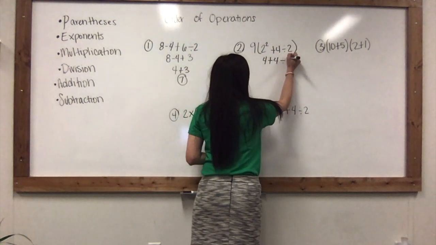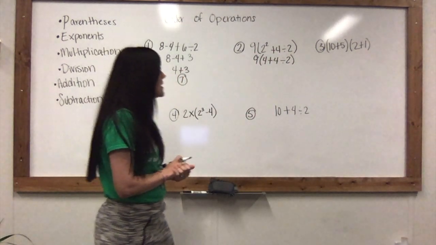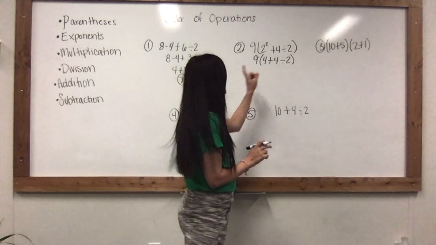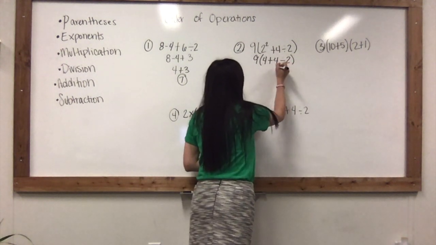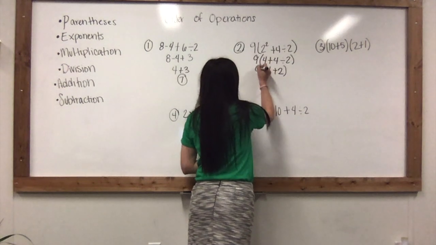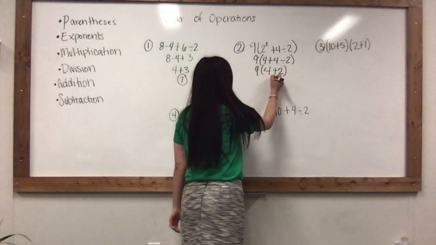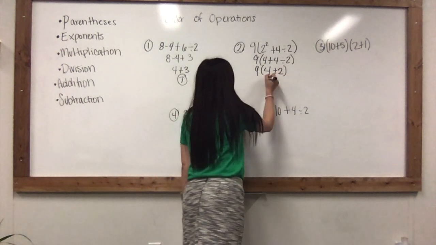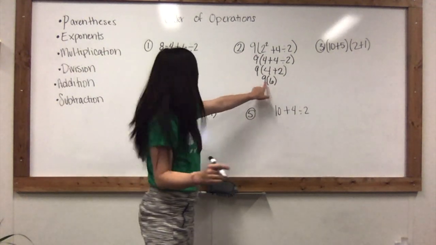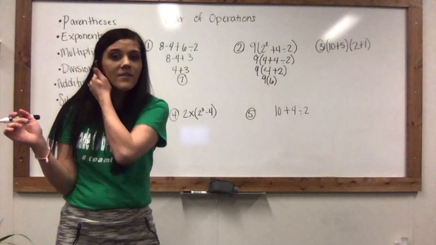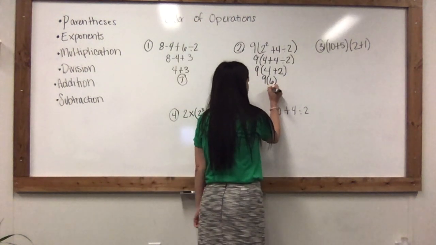I'm going to rewrite everything every single time to show all of my work, okay? Then we're going to do division, right? Because we do division before we do addition, okay? So 4 divided by 2 is going to give you 2. And then we've got 4 plus 2, okay? And then 4 plus 2 is 6, okay? And then when we have parentheses with a number right outside of it, that is showing multiplication. So 9 times 6 is going to be 54.